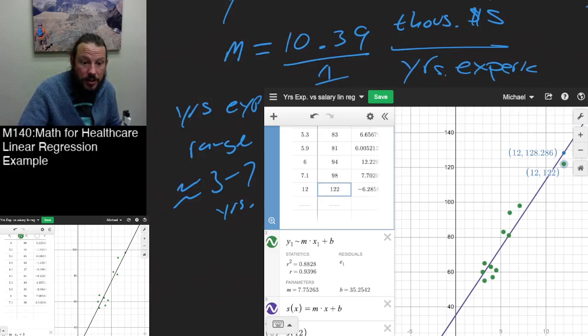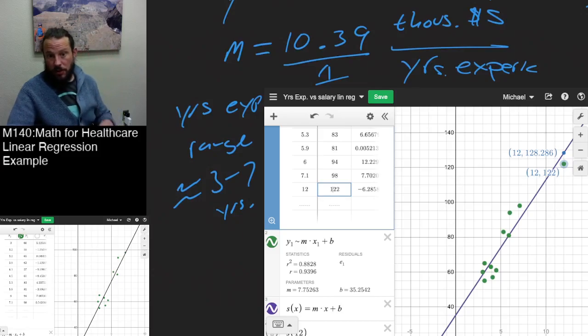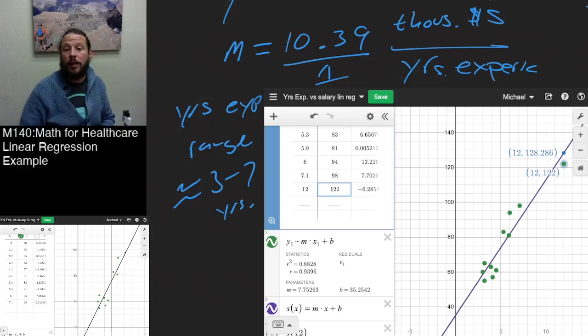All right, and let's see here. It looks like the R and the R squared increased by a little bit. But then notice our prediction for 12 years experience is now $128,000, much closer to what the actual value is.